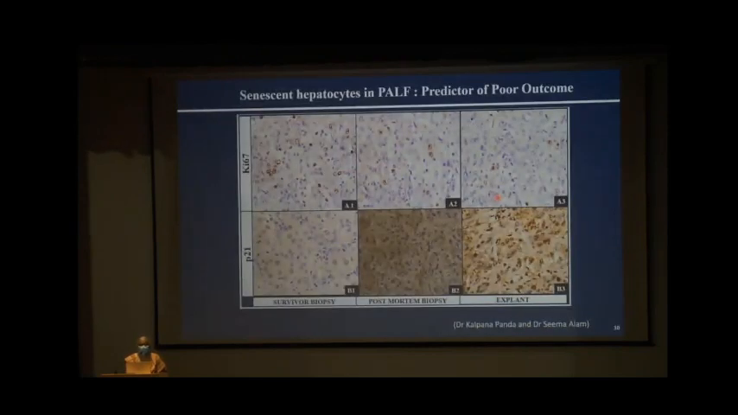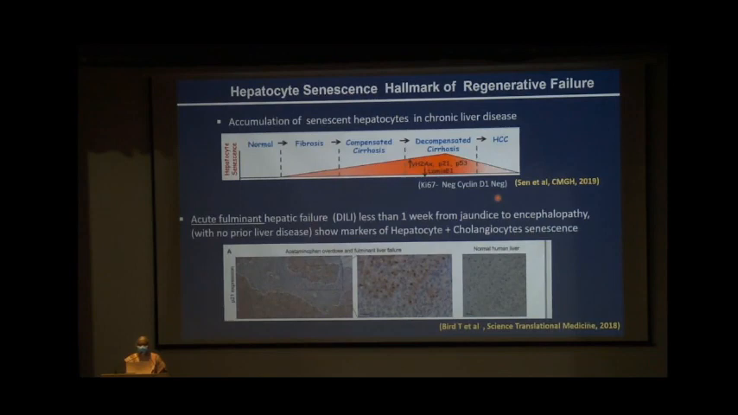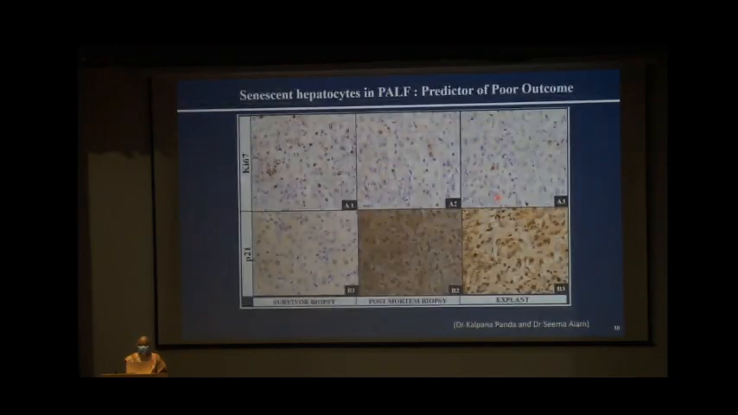So since this was all in the adult liver, we thought we'll collaborate with the pediatric group and ask whether we can actually see the so-called cellular senescence on an aged cell in a pediatric population. You would expect why in a pediatric population this should come up. This is work done by Kalpana Panda for her DM thesis, and what she found was that she actually could correlate this with the outcome of the disease.